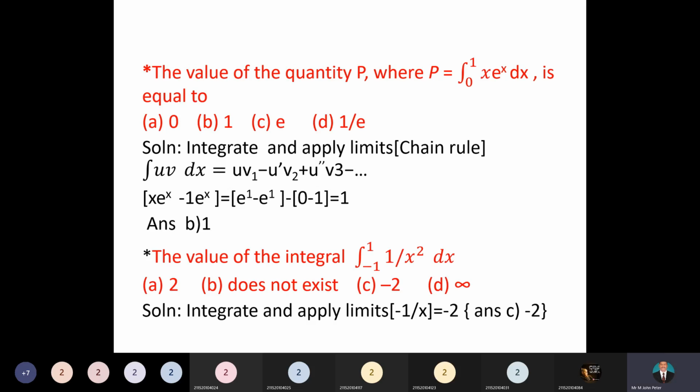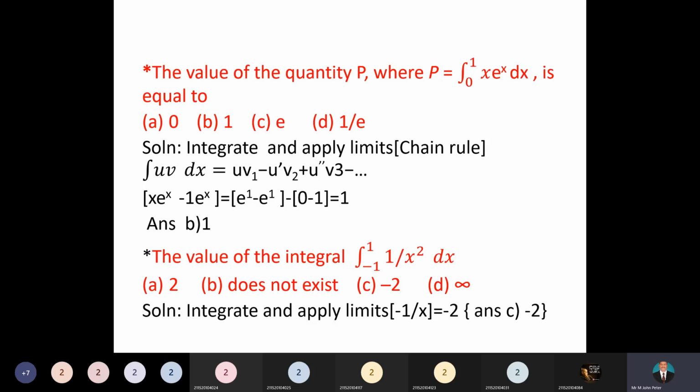It's also a simple problem. So the value of the quantity p, where p is equal to integral 0 to 1 x e power x dx, integrate by chain rule or Bernoulli's formula. So you will get integration u is equal to x, v equal to e power x. So x e power x minus 1 e power x. Okay, so u v1 minus u dash v2 plus u double dash v3 and so on, where v1, v2, v3 are integrations, and apply the limit 0 to 1. You will get e power 1 minus e power 1. Everything simplified, you will get 1. So it's a 1 mark question.